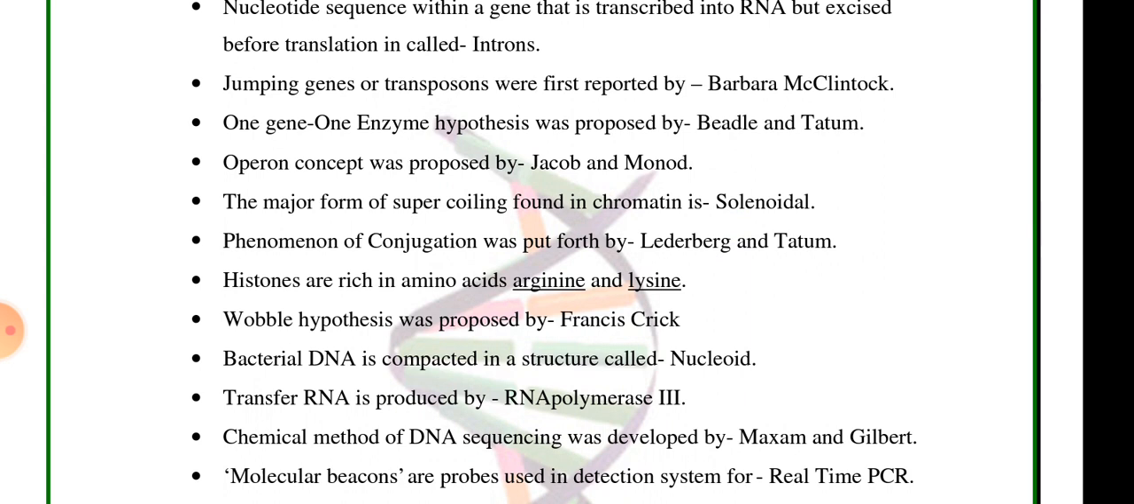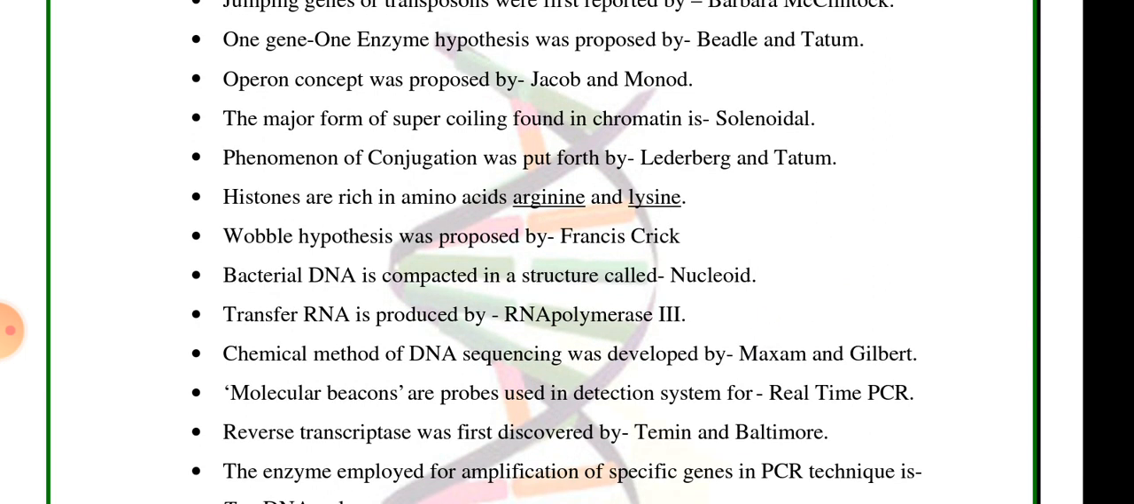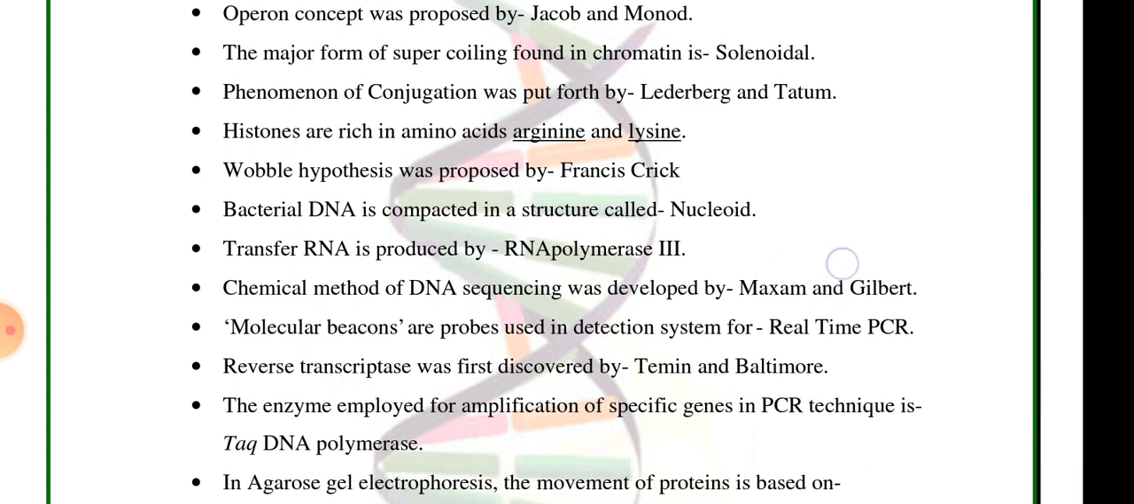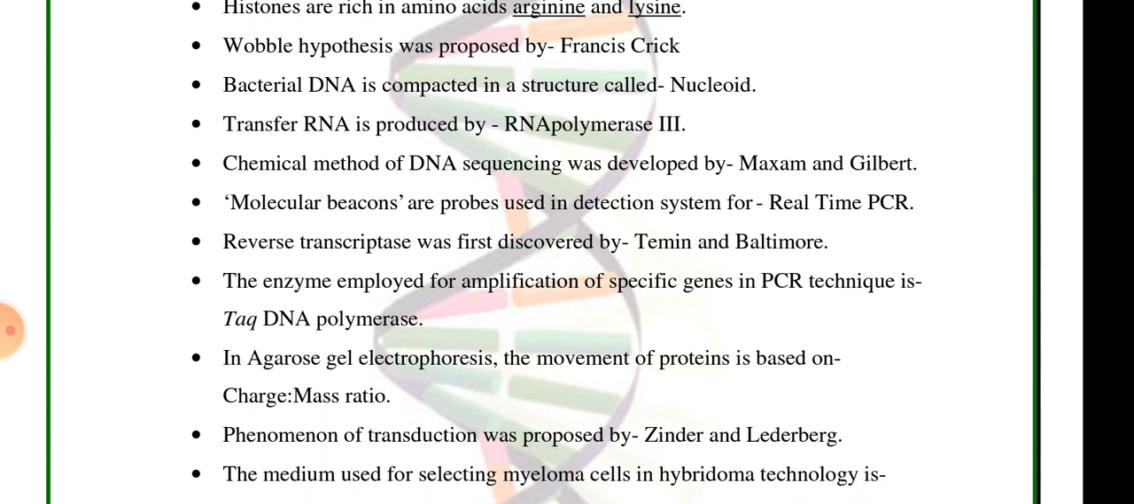Molecular beacons are probes used in detection systems for RT-PCR. Reverse transcriptase was first discovered by Temin and Baltimore. The enzyme employed for amplification of specific genes in PCR technique is Taq polymerase or Thermus aquaticus DNA polymerase, the thermostable enzyme. In agarose gel electrophoresis, movement of DNA is based on charge to mass ratio. Phenomenon of transduction was proposed by Zinder and Lederberg.